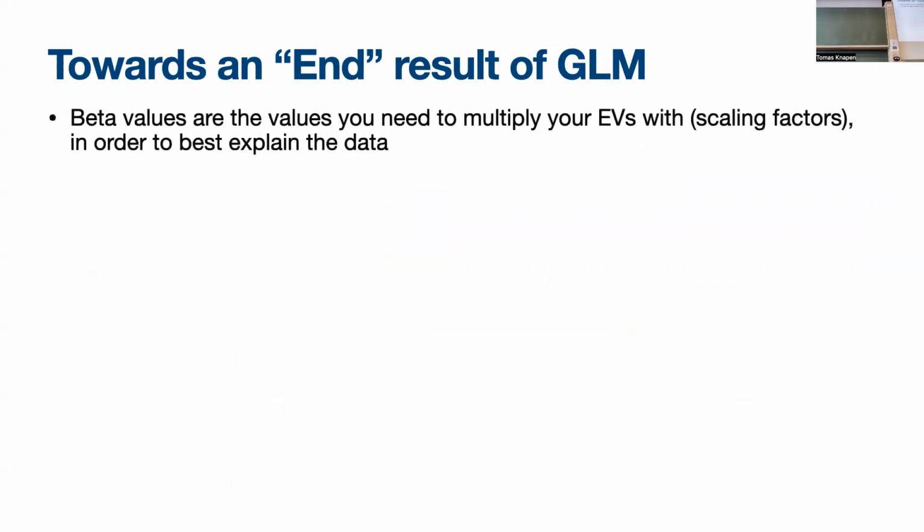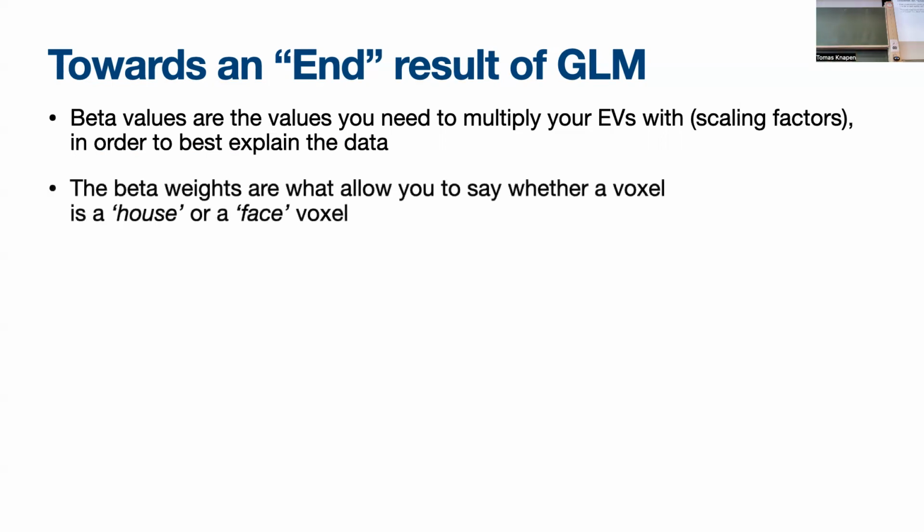I just said this, but let me try to go through this in a bit more visual way. These beta weights come out of the analysis. I'll talk a bit about how you fit this sort of thing, but they are the values that you need to multiply your EVs with, so scaling factors, in order to best explain the data. So we have a measured BOLD response. We want to explain it. What values do we need to give these beta variables? They are going to go into the next stage of the analysis because they allow us to say whether something is a house or a face voxel.